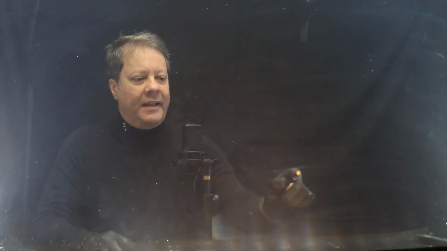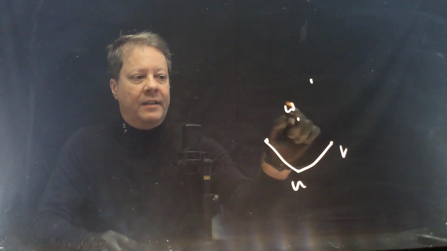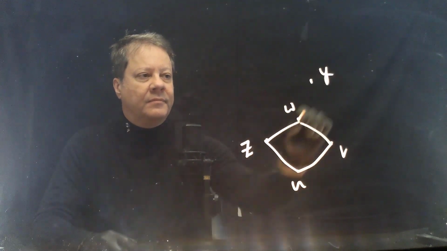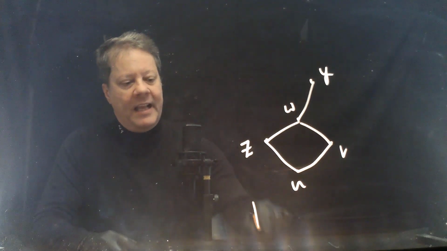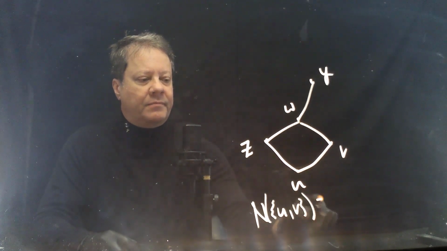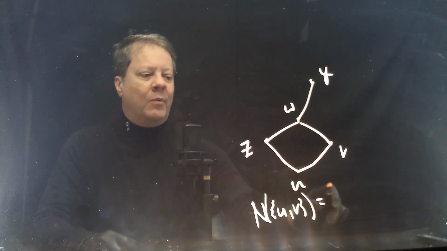On the other hand, if we have a graph like this, U, V, W, Z, and we'll call this one Y, then the neighborhood of U and V will have Z and W included, but not Y.